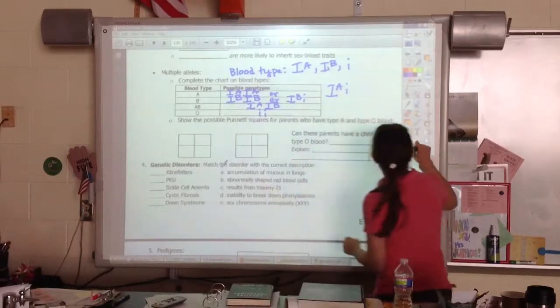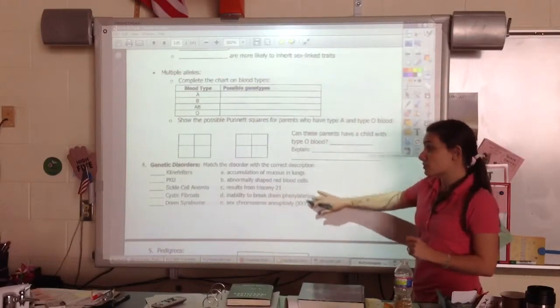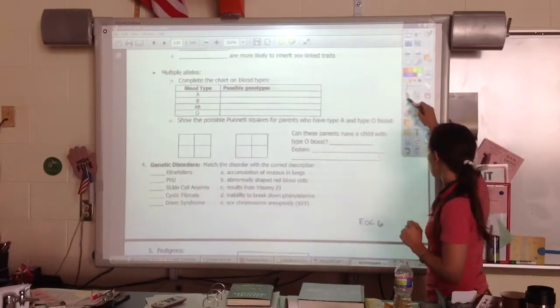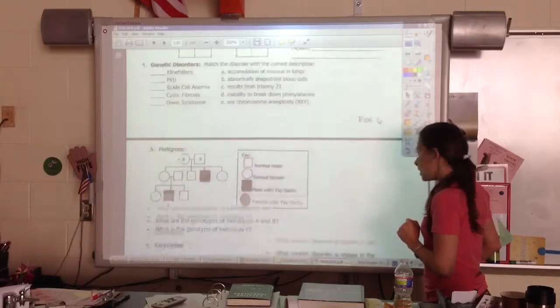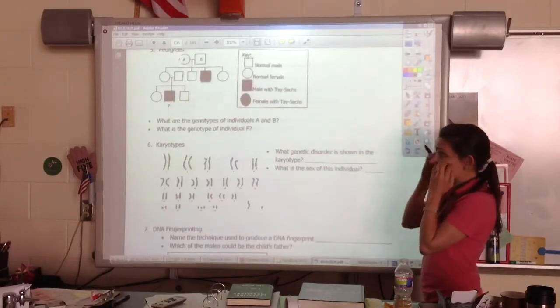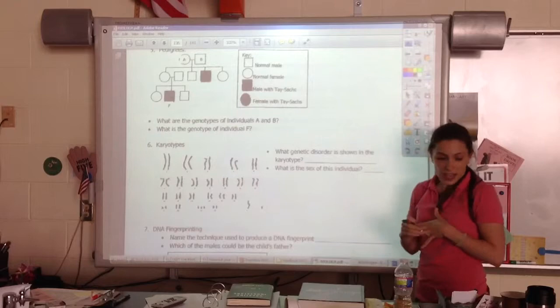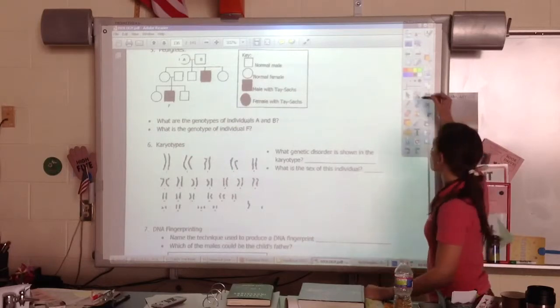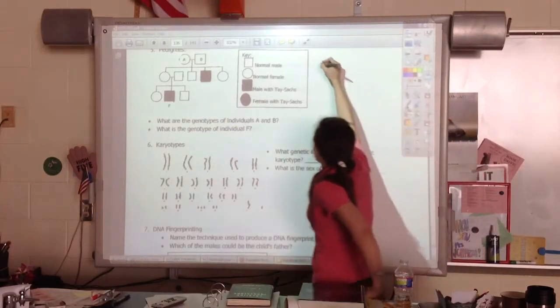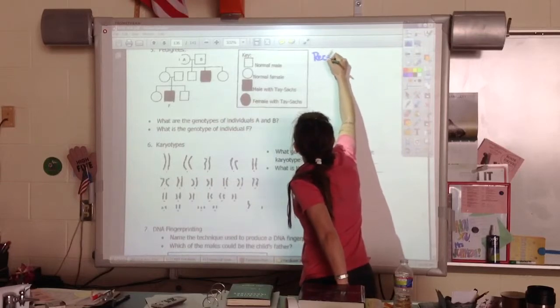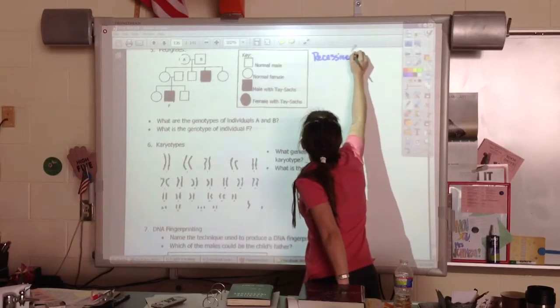At the bottom of this page, the genetic disorders, you're just matching up some of our genetic disorders. If we move on to EOC 7, this is where we hit pedigrees. And this is a great one to review. Remember, the first question that you ask yourself is, is it recessive?